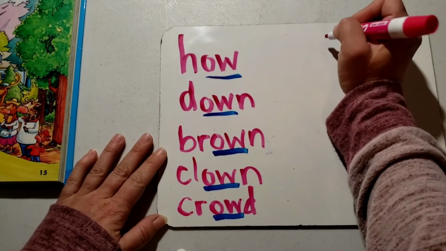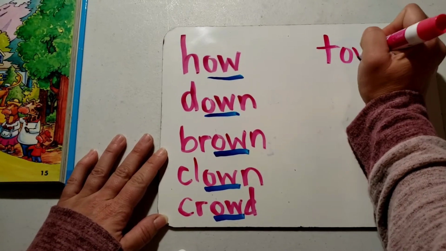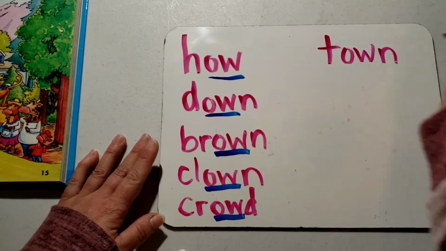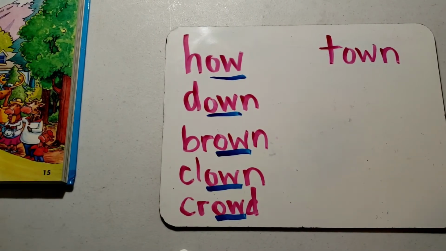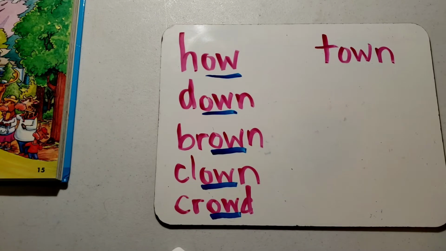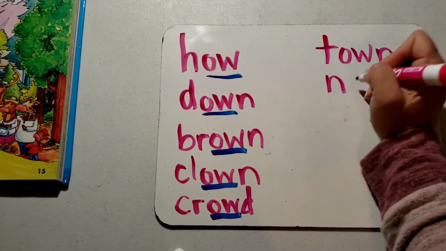Next we have the word town. T, ow, n. I went into town to go get some groceries. Town. Okay. Next we have the word now. Now. I want to have my cake now. N, ow.